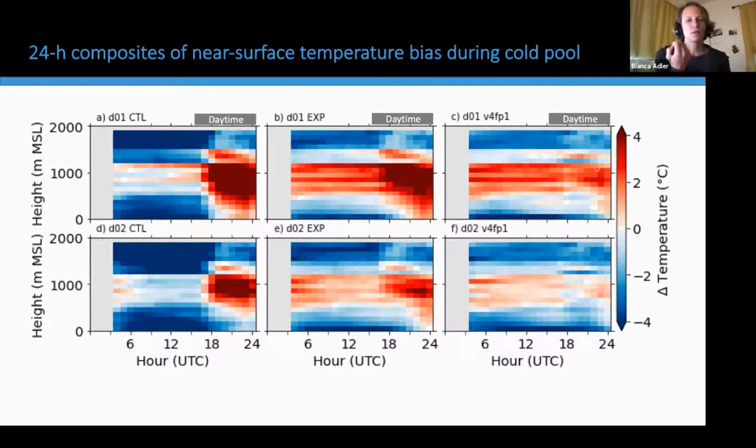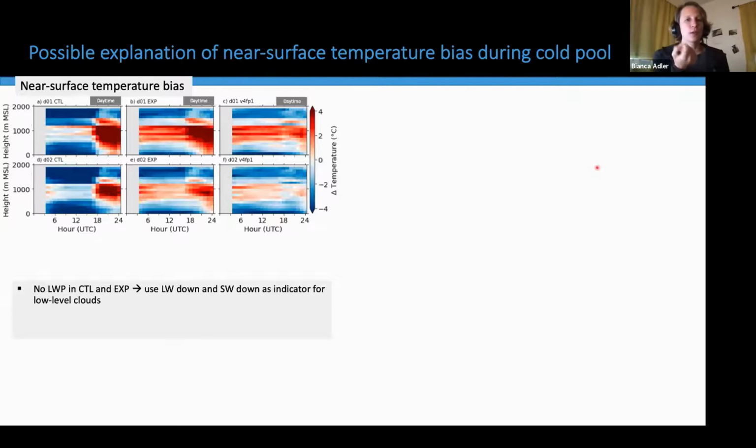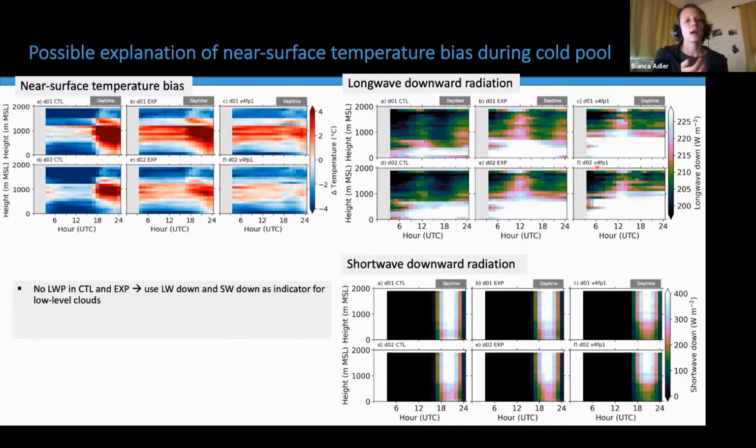And we think that these differences in bias we see are related to differences in cloud cover between the different versions. Because we don't have liquid water path, which includes subgrid scale and grid scale clouds, in the control and experimental versions, we used long wave and short wave downward radiation as an indicator of clouds. So basically, a higher long wave downward radiation indicates clouds, and a lower short wave downward radiation is an indication for clouds during daytime.